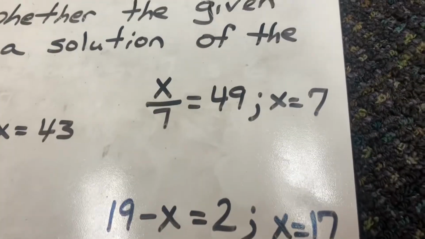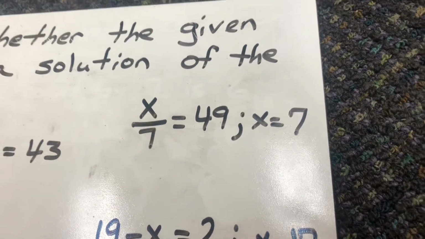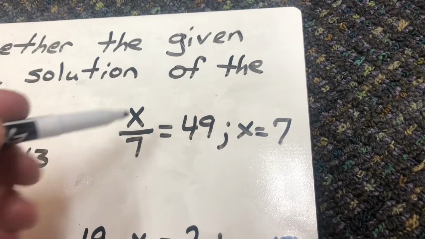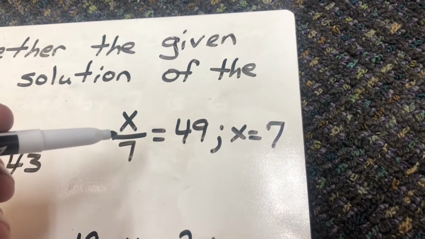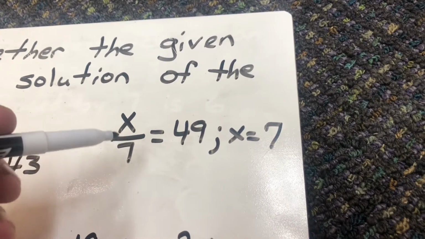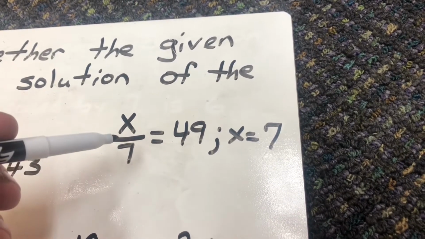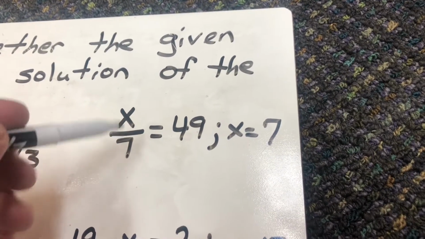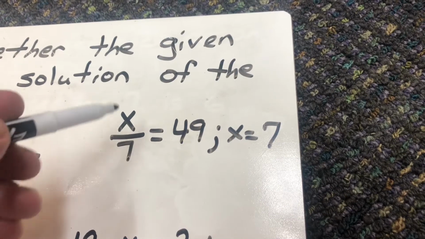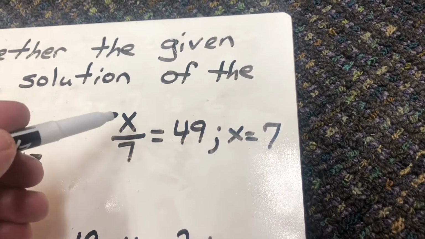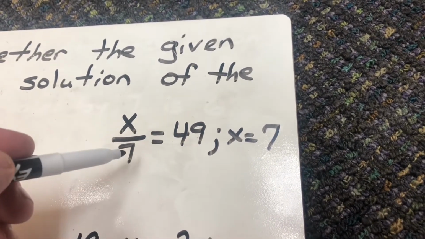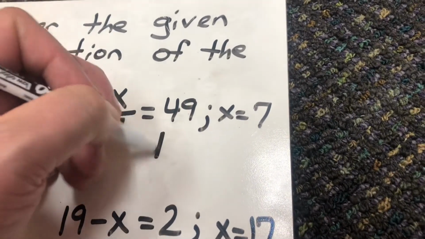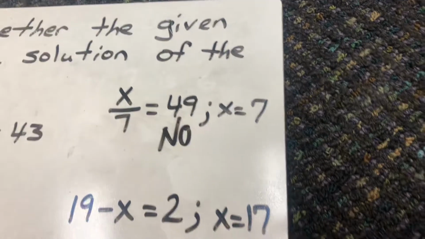This one here, x over 7 equals 49 when x equals 7. Well, this is 7 divided by 7. That's what a fraction is. A fraction is division. 7 divided by 7. What does 7 divided by 7 equal? 7 divided by 7 equals 1. This is not a multiplication problem where we're doing 7 times 7. This is a division problem. 7 divided by 7 equals 1. This is most definitely a no.